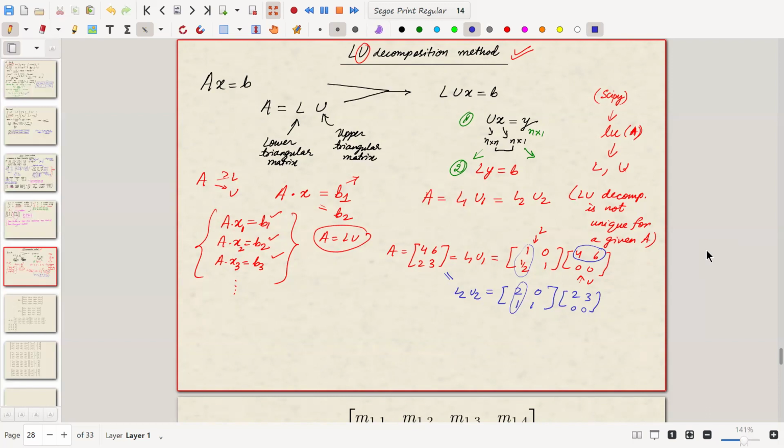And I told you that this sort of LU decomposition is not unique. We saw two examples over here. For the same 2 by 2 matrix, we saw two decompositions. So therefore, LU decomposition is not unique. Yes, sir, the idea is you can use LU decomposition in finding the inverse of matrices.